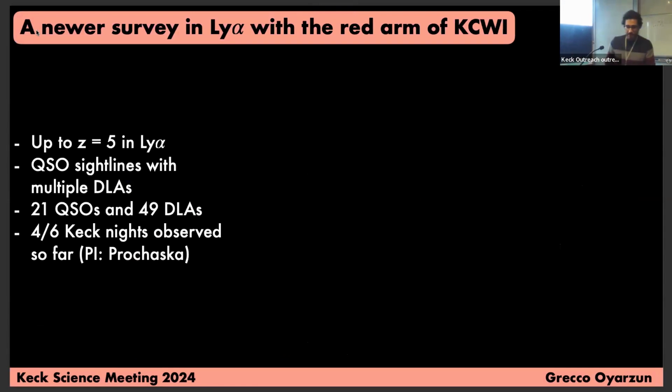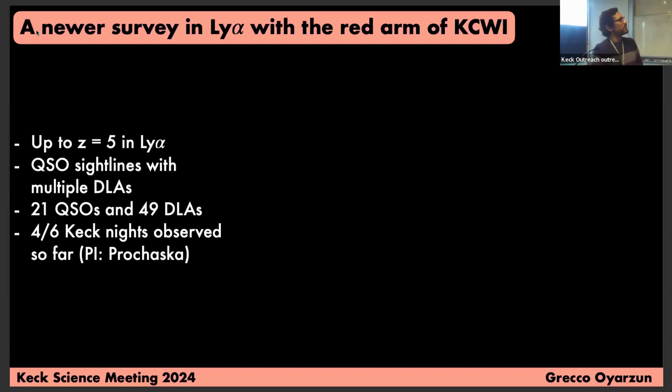So now I'm going to use the final minutes that I have to talk about what we're doing now. Basically, we're taking advantage of the new capabilities of KCWI, which is the installation of the new red arm. And what it effectively means for this kind of research is that we can push the sensitivity in detecting Lyman alpha emission up to redshift 5.